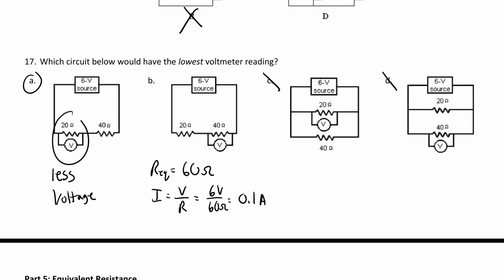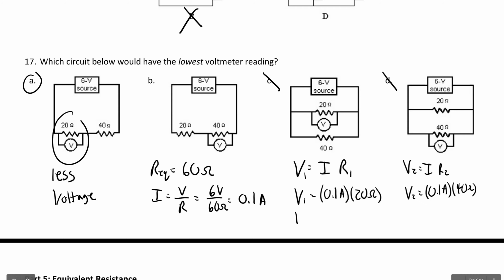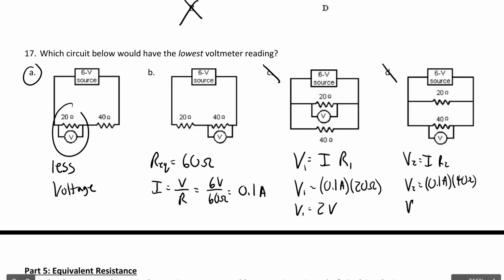And then for each resistor, you could find the potential drop across each resistor by using the same current, because it's a series circuit, the same current everywhere, but then you use a different resistance. So for resistor 1, the potential drop is 0.1 amps times the 20 ohms, and that gives you 2 volts. And for resistor 2, it's going to be 0.1 amps times 40 ohms, so that's 4 volts. And we know we did it right because 2 volts plus 4 volts gives you the total voltage, 6. But as you can see, the lowest voltmeter reading is for the 20 ohm resistor. That's why it's choice A.